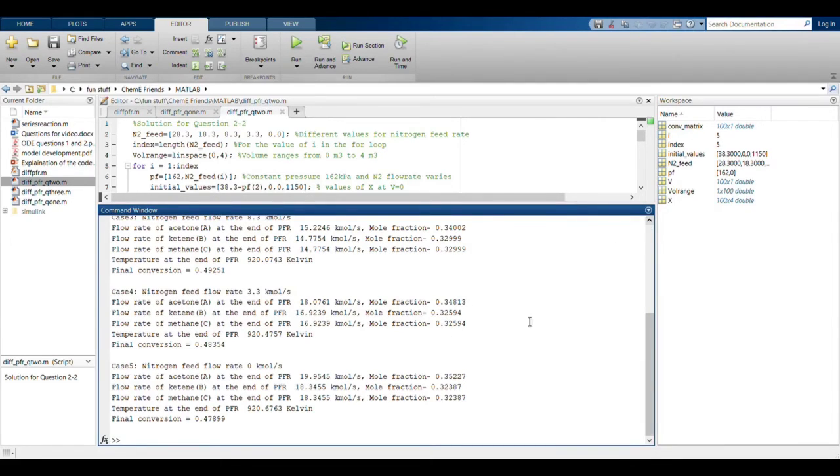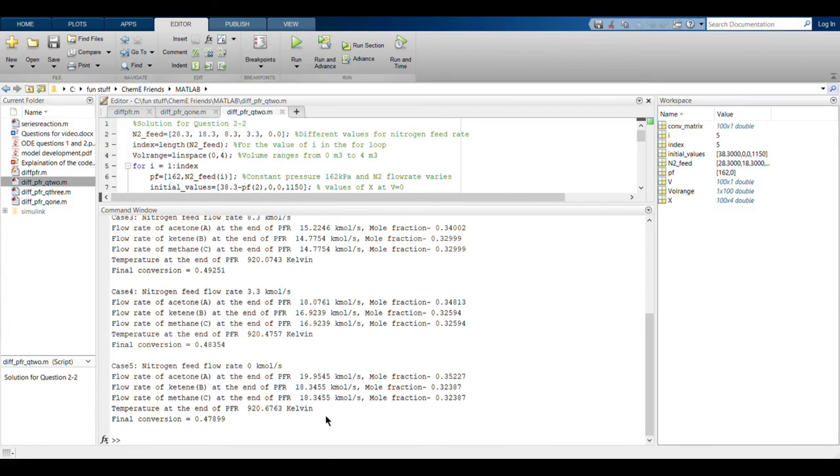Now let's look at the plot of this output.